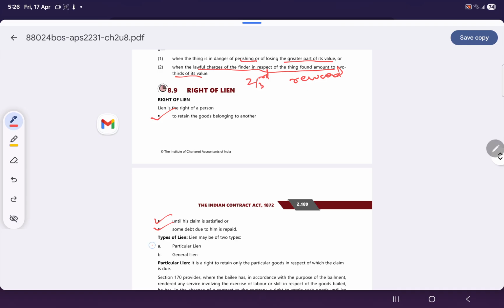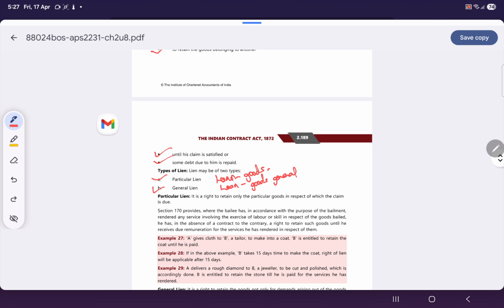Lien may be of particular lien or general lien. For a particular loan, there is particular goods or security, that is particular lien. But if for a particular loan, the goods are not there for that particular loan, but are generally given as lien for some other loan, then it is called general lien. Particular lien is the right to retain only particular goods in respect of which a claim is due.